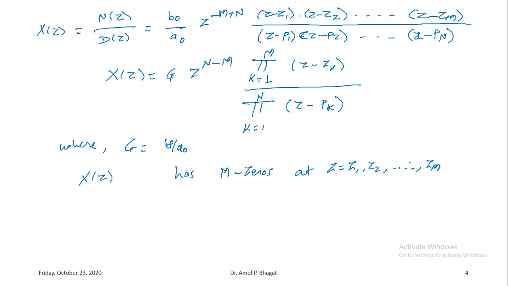Similarly, it has capital N poles. Again, these values of zeros and poles are finite, because they are certain values. So it has capital N poles at z equals p1, p2 and so on up to pN. If you substitute any one of these values in this equation, it will be infinity. So it has capital N poles.